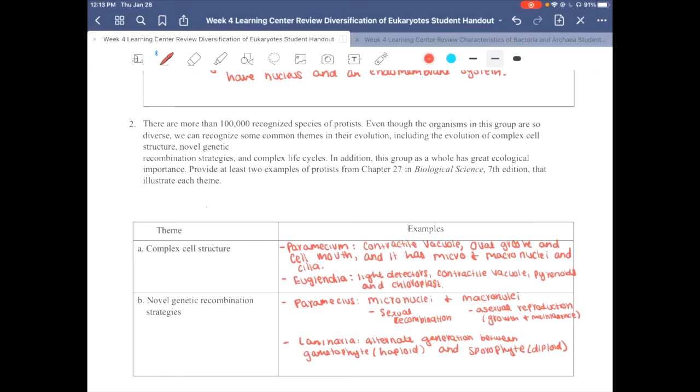Are the alternating cycles for only multicellular protists? That's a great question. I'm not too sure about if it's only for multicellular protists. But the diploid form is a multicellular form, so I'm assuming that it might only occur in multicellular protists. But I would have to check on that. Great question, though.